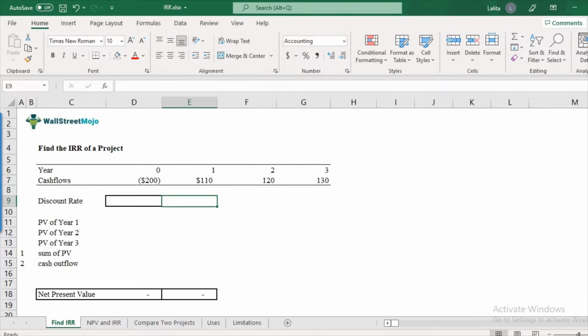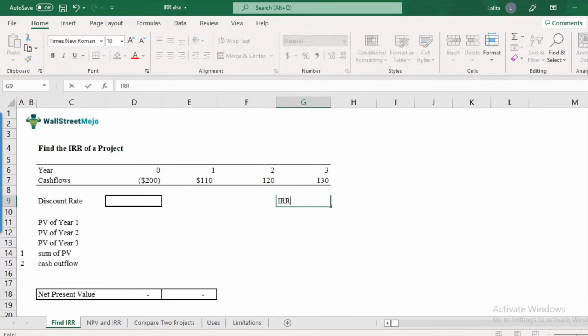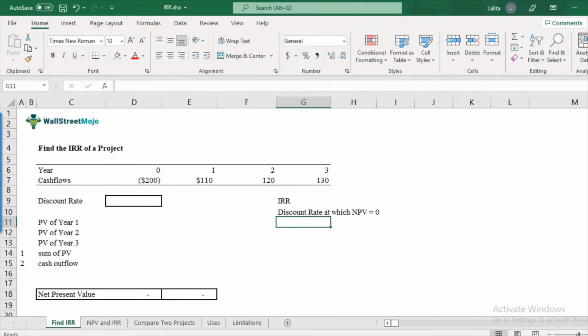So these are the expected returns, and this is your cash outflow in the initial year, and that's the project. You are expected to calculate the internal rate of return. I understand you still don't know how to calculate it, but you will, in some time. So let's start by understanding first what is internal rate of return technically. IRR can be defined as a discount rate at which NPV is equal to 0, right?